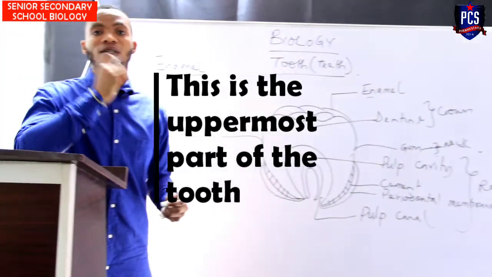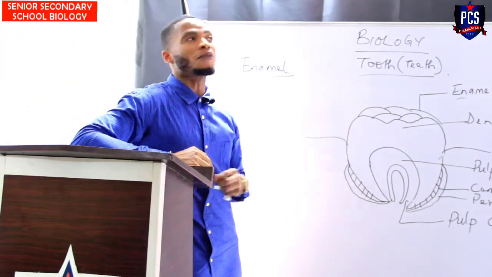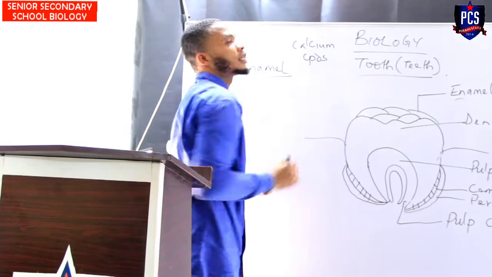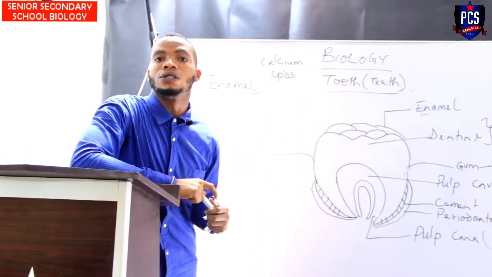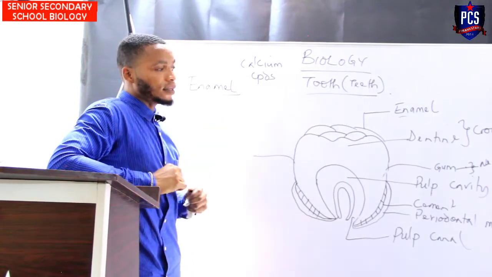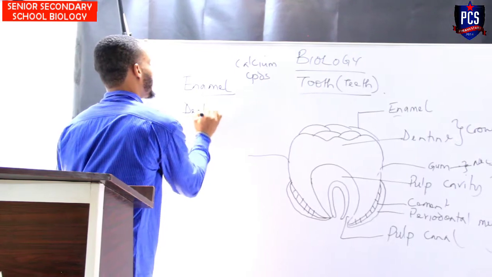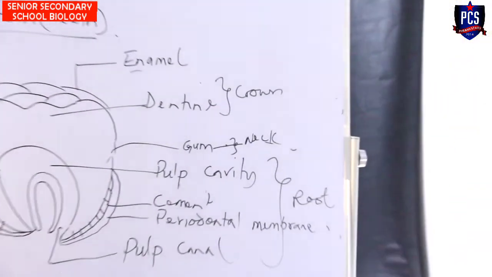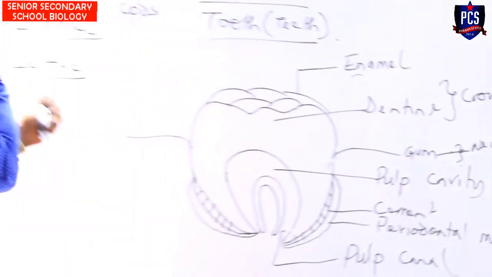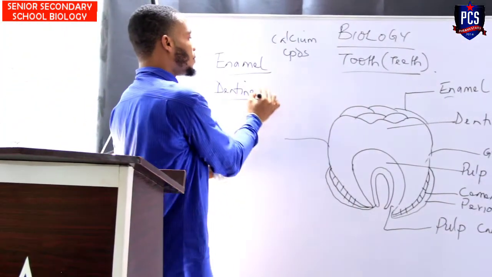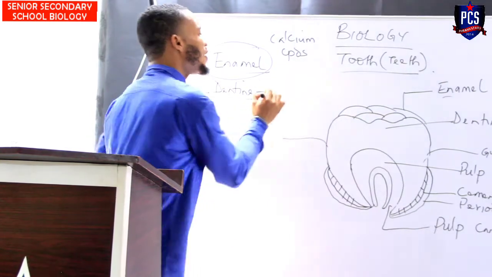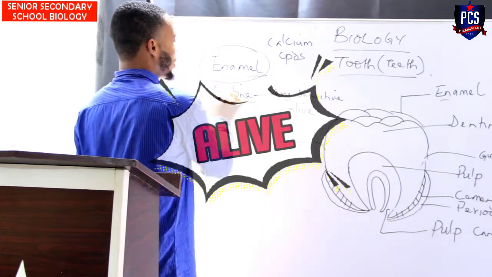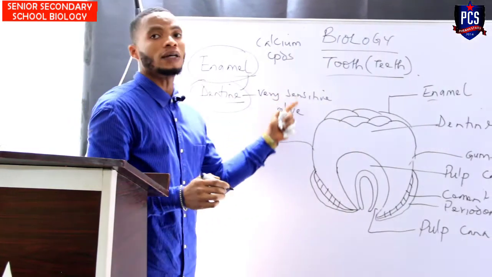Now let's look at the enamel. This is the uppermost part of the tooth, the part you can visibly see. It's whitish in nature, made up of calcium compounds, which are calcium phosphate and calcium carbonate. Now under this enamel you have what we call the dentine. It is yellowish in nature and also looks like the enamel. But the dentine is very sensitive and also alive. So this one is like the opposite of enamel.